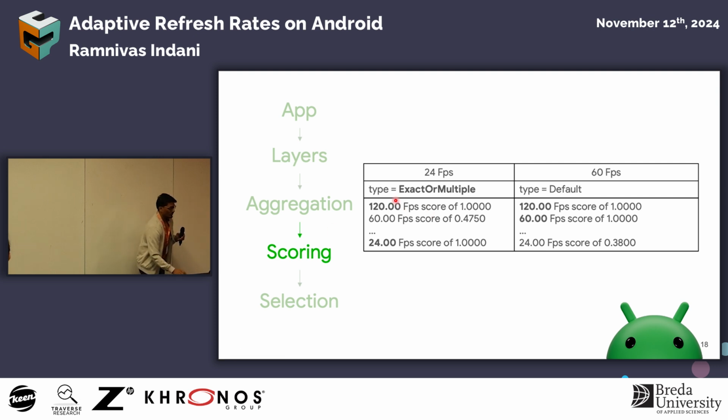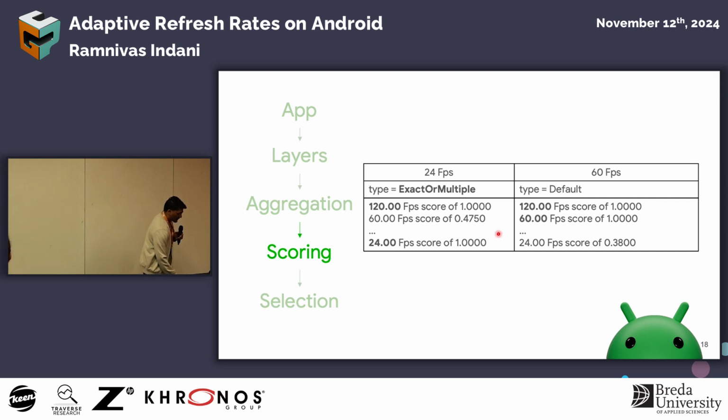It gives a score of 1 for 120 as well as for the 24. And it also votes with the type, which is exact or multiple, that you can see here. This information tells the Android operating system that I'm okay with anything that is 24 or multipliers of it.